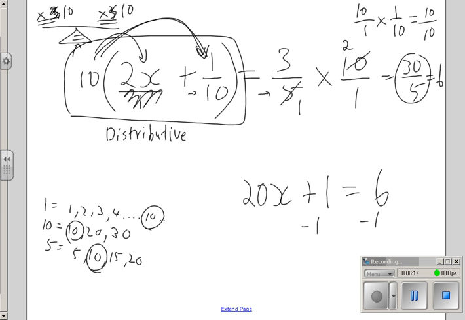and now all I have to do is subtract 1. I get 20x equals 5. Divide both sides by 20. I get, oh, that's x there. X equals 5/20ths, or x equals the same number I got with my last method, which was 1/4.